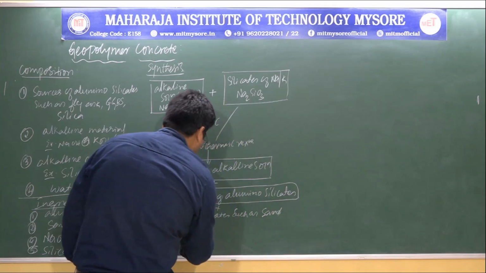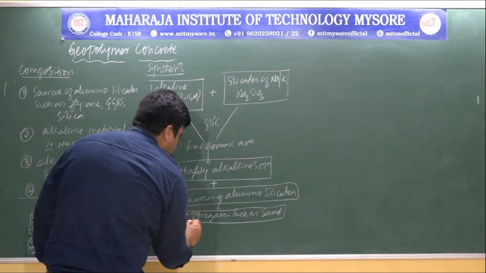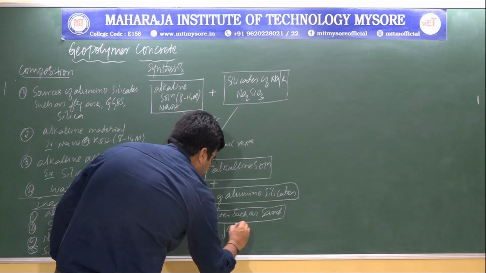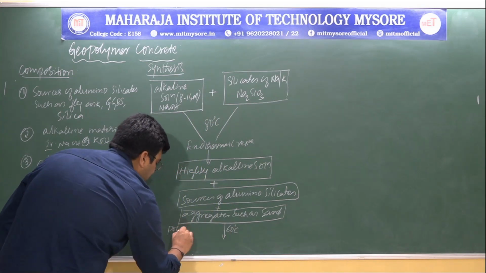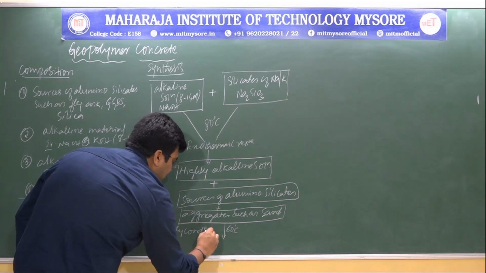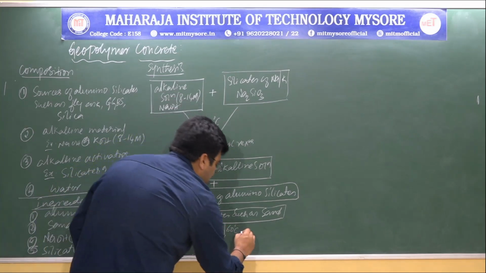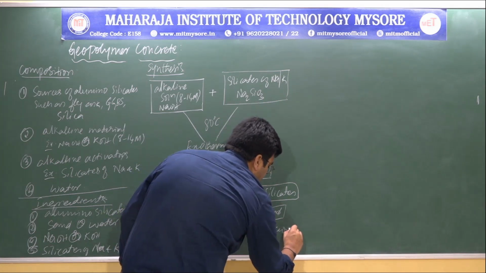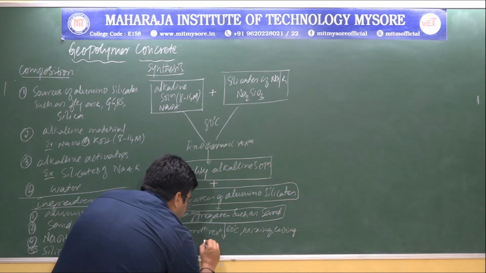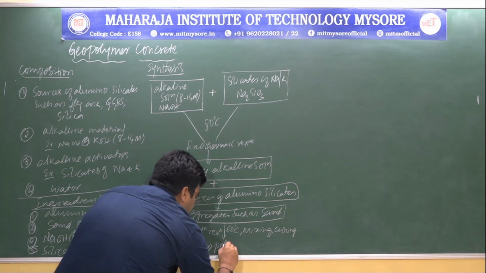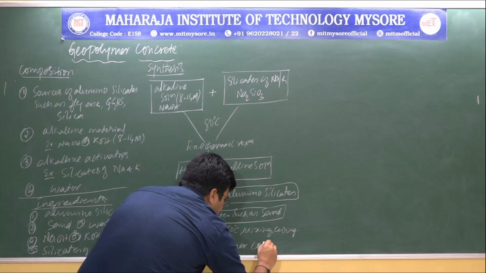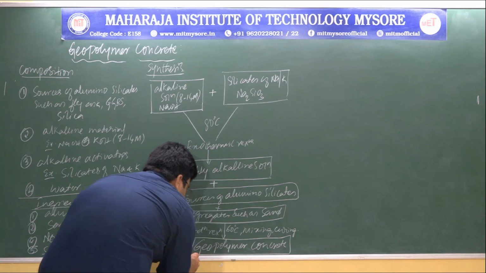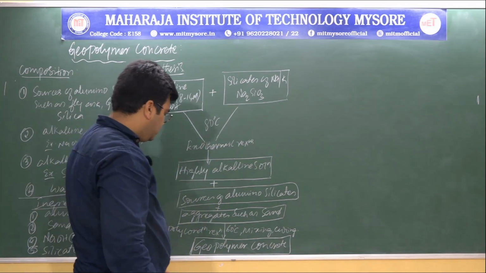sand, right? You have to mix, and if you maintain a temperature of 60 degrees Celsius, it undergoes a polycondensation reaction. If you do proper mixing and curing, you are going to get geopolymer concrete. It is a highly innovative, eco-friendly construction material.